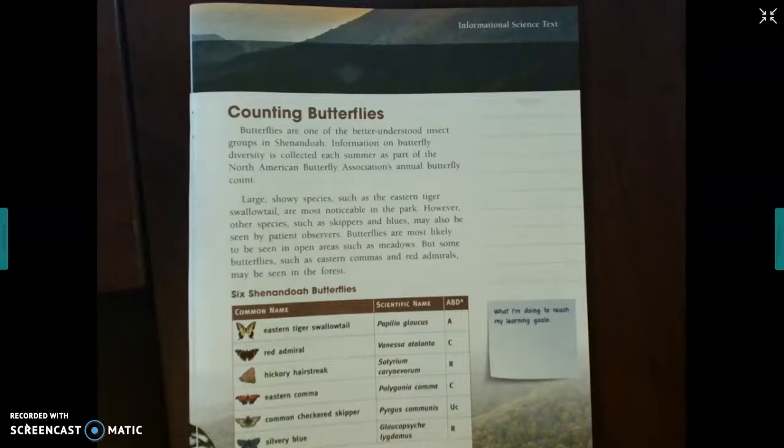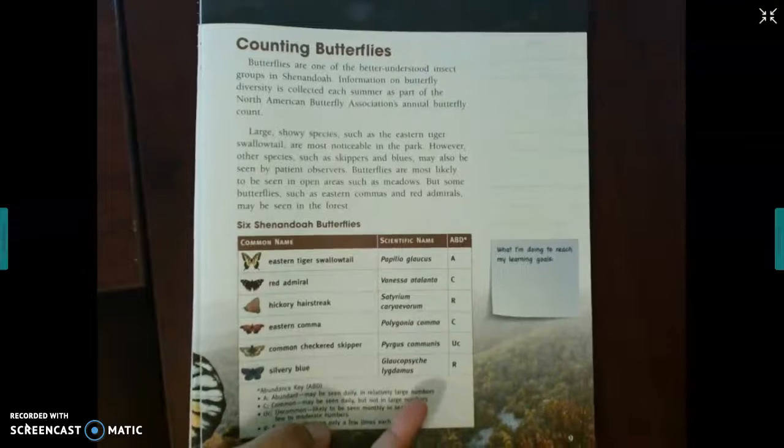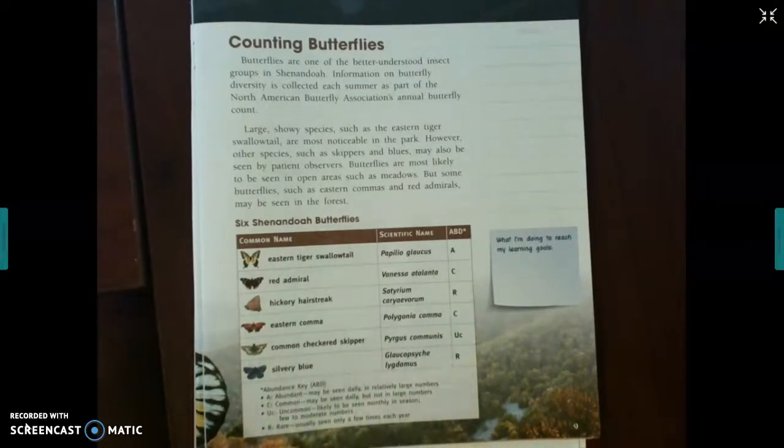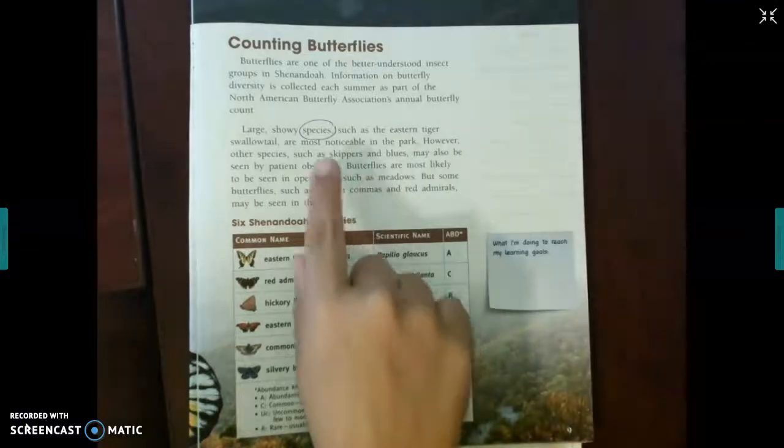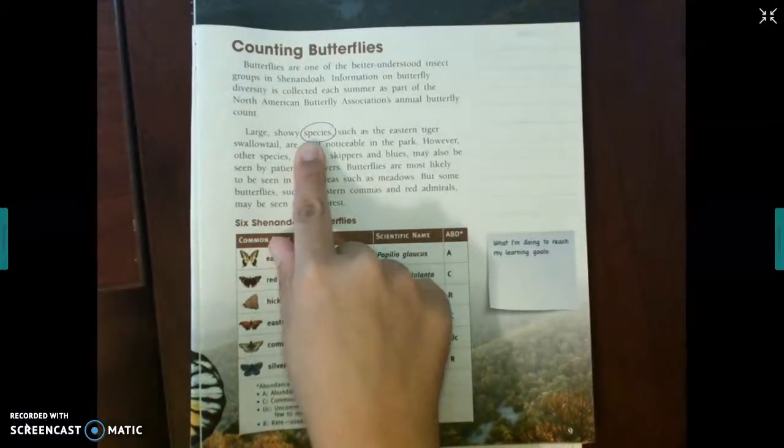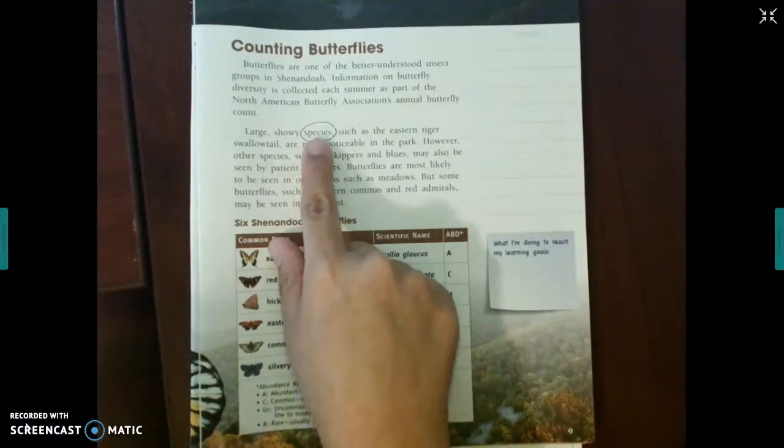We're going to read from page 9. You can also read along after, pause the video and read it to find the definition to the word species. Again, we're going to be looking for context clues to help us define the word species.